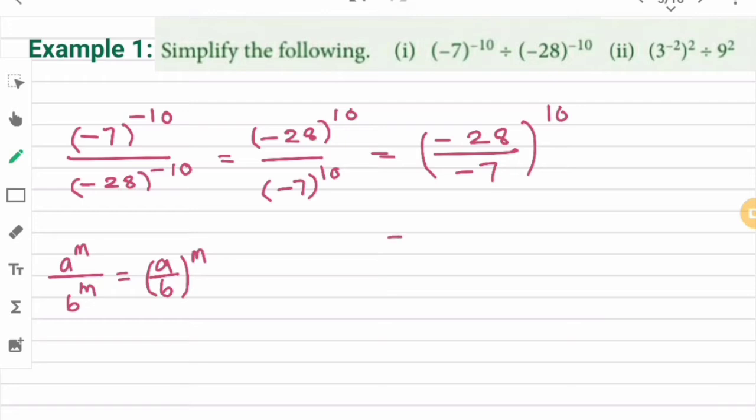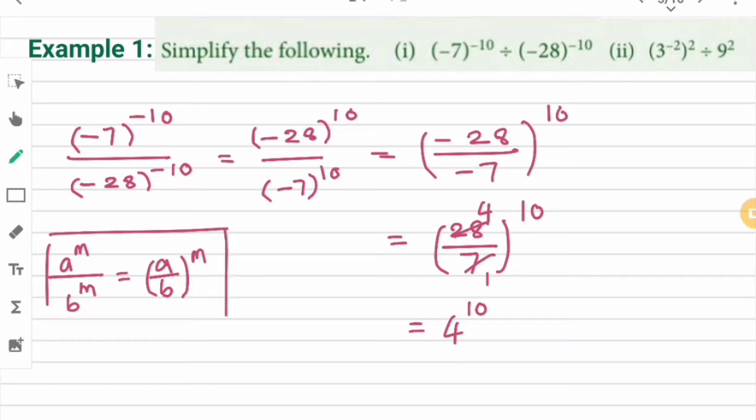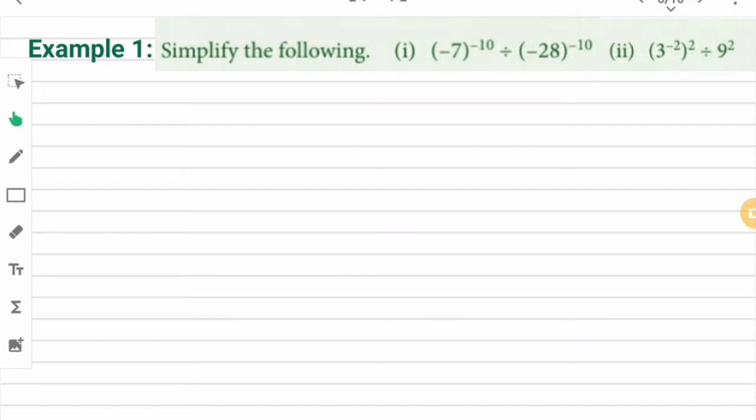And now we all know this minus and minus will get cancelled. Then what will you get? (28 by 7)^10. Shall I simplify this too? Yes, seven fours are twenty-eight, so the answer is 4^10. What is the property I used here? That is a^m by b^m is equal to (a by b)^m. Have you understood?